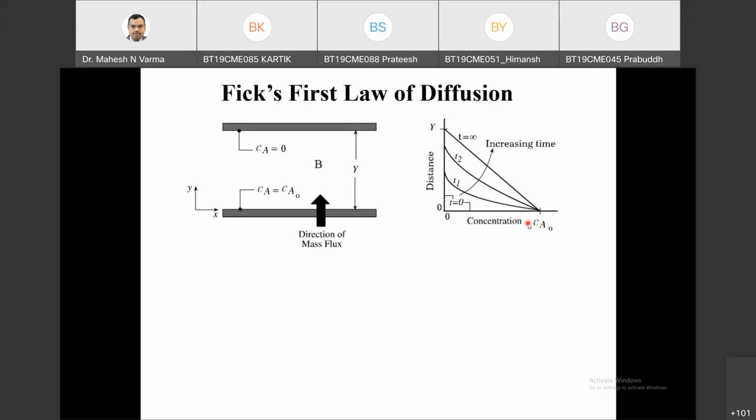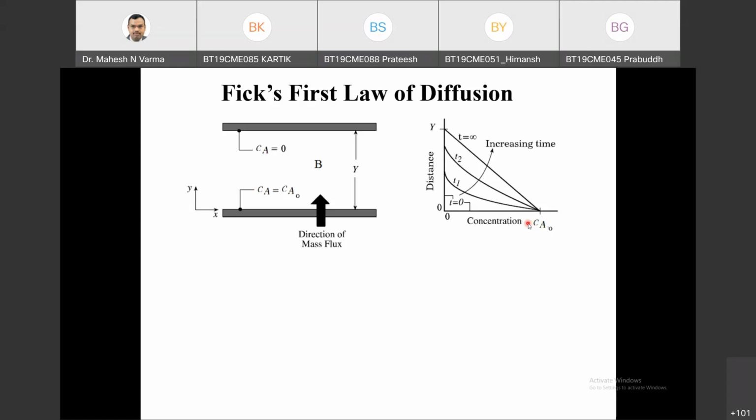Does anybody have any input related to this? Roll number 42, Rishikesh. Yes, sir. Viscosity in momentum transfer is similar to thermal conductivity in heat transfer. Which property plays a similar role in mass transfer? Diffusivity. Very good. So here it will be diffusivity.